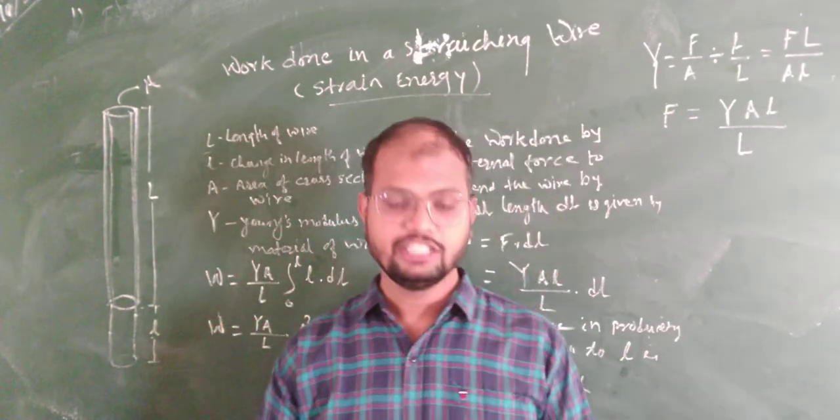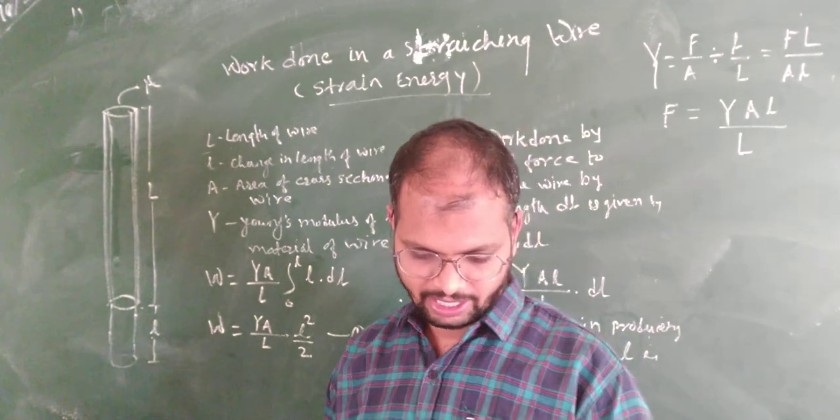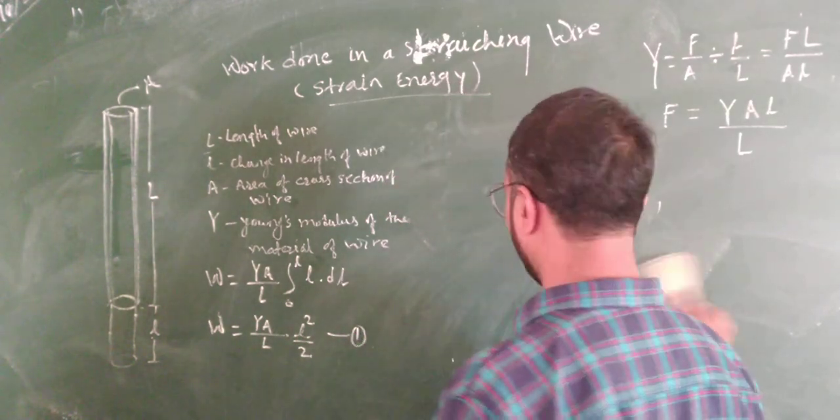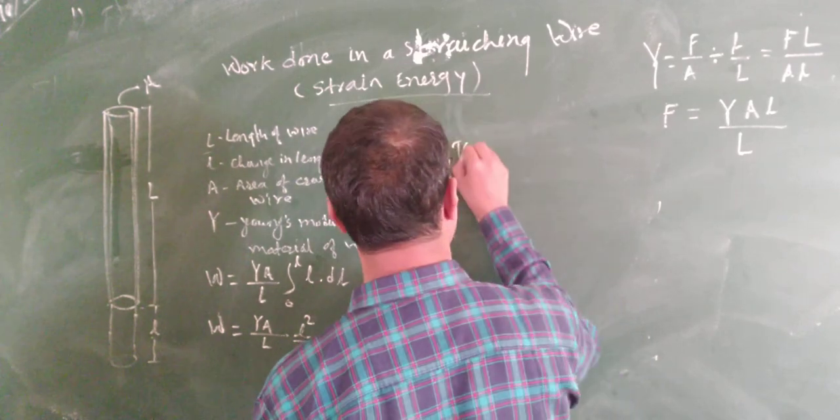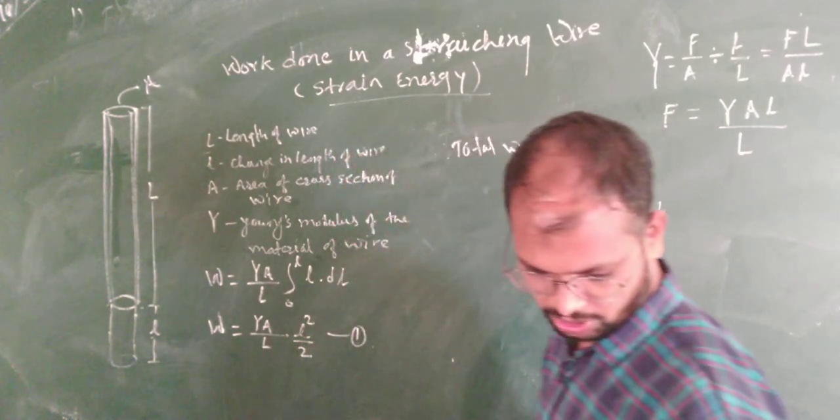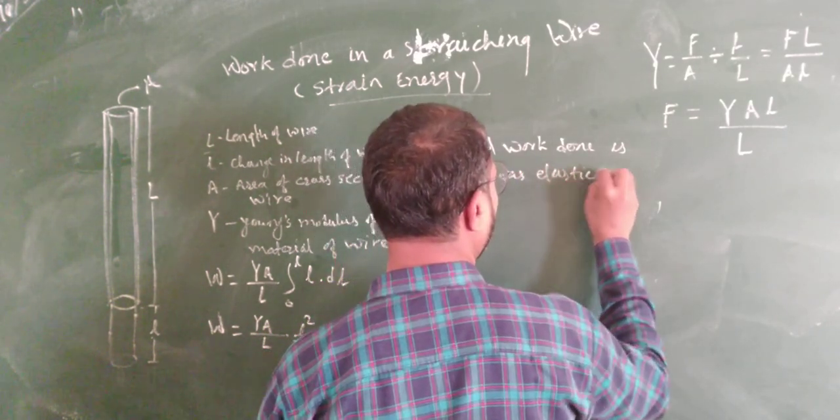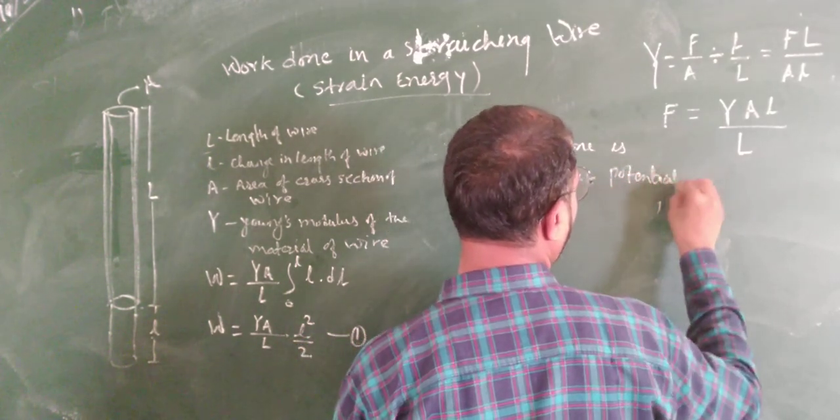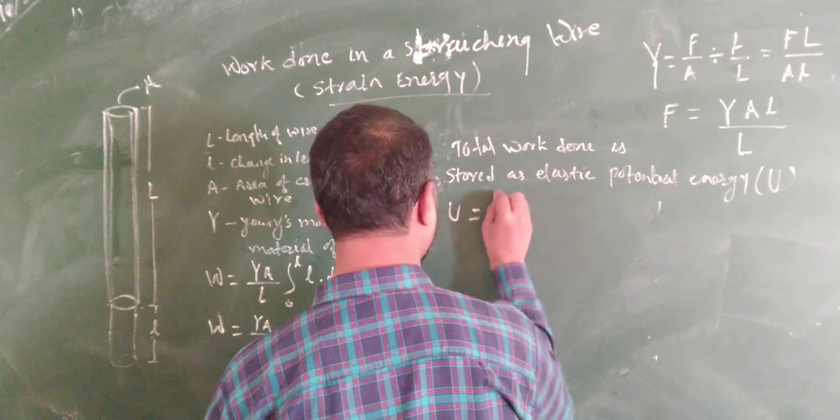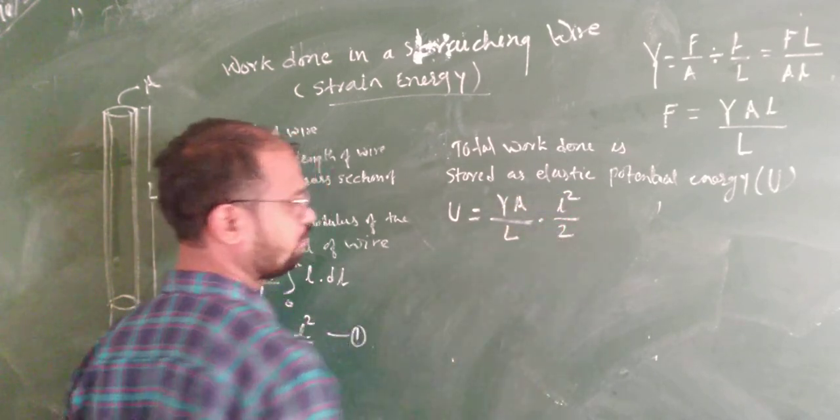This work done, the total work done, is stored as elastic energy, or elastic potential energy, that is capital U. So therefore U is equal to Y into A upon capital L into l square by 2.